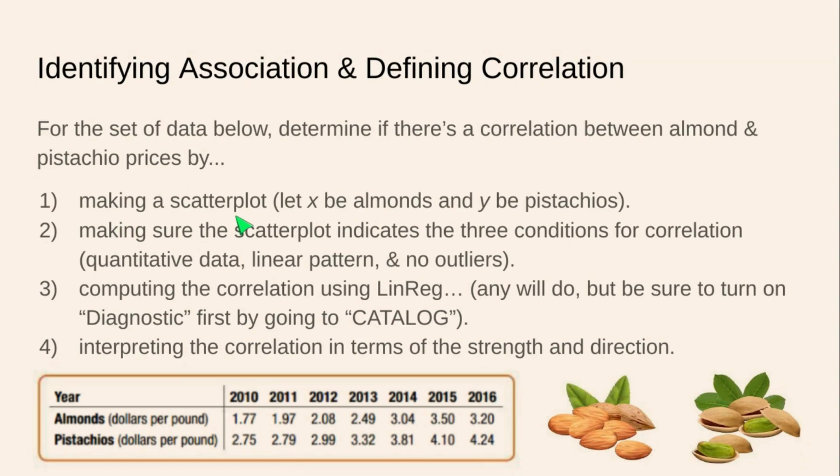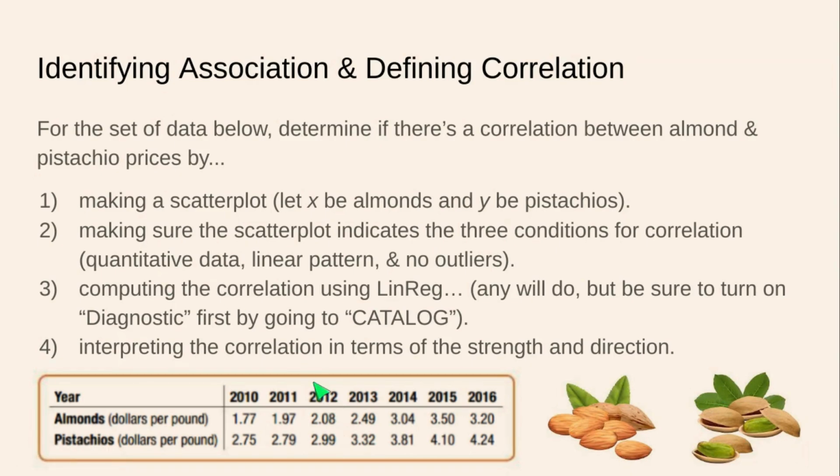1. We're going to make a scatter plot. We're going to let X be the almonds and Y be the pistachios. So our X-axis value is going to refer to the price of almonds and Y is going to refer to the price of pistachios. And then we're going to make sure the scatter plot indicates the three conditions for correlation are upheld. That is quantitative data. The data need to be quantitative.